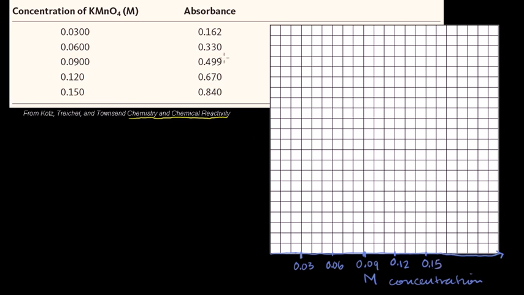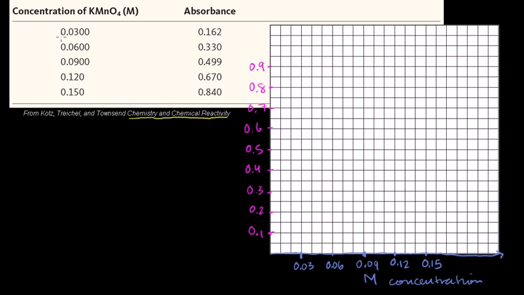And then the absorbances go from close to 0.1 all the way up to close to 1. So let's make this 0.1, 0.2, 0.3, 0.4, 0.5, almost done, 0.6, 0.7, 0.8, and then 0.9. That essentially covers all of the values of the absorbance that we have here.